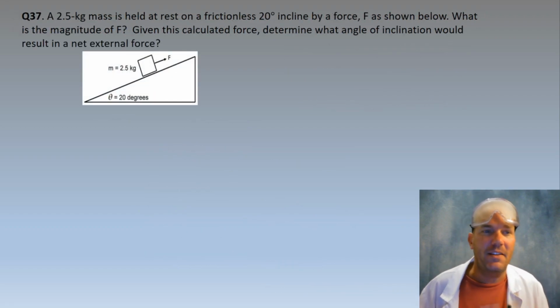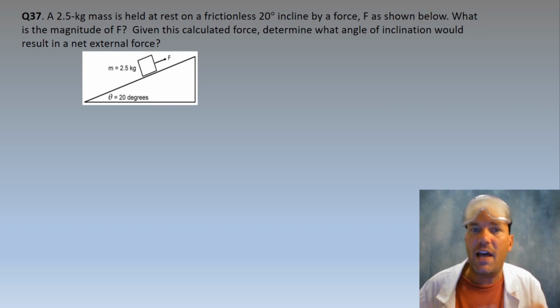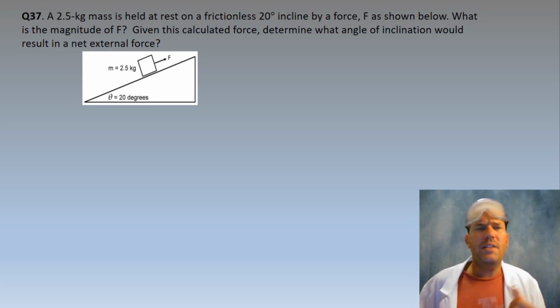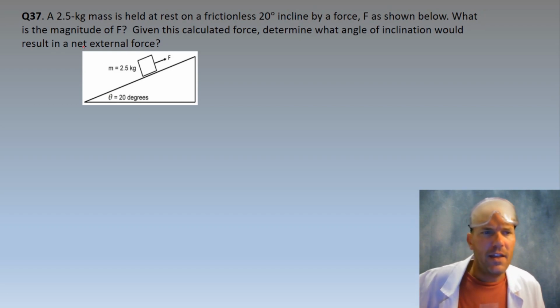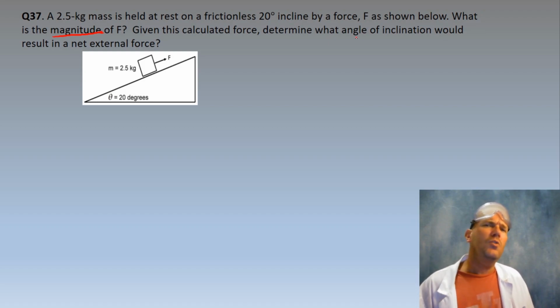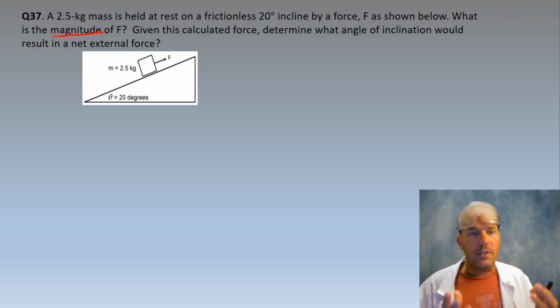Question 37. A 2.5 kilogram mass is held at rest on a frictionless 20-degree incline by a force F. What is the magnitude of F? Okay, and determine what angle of inclination would result in a net external force and thus an acceleration.